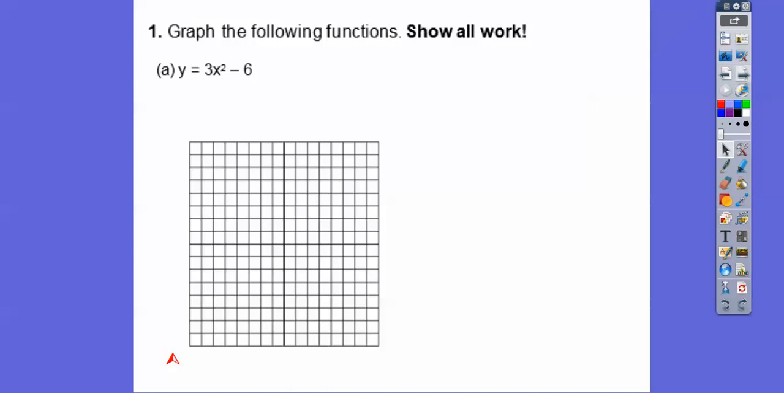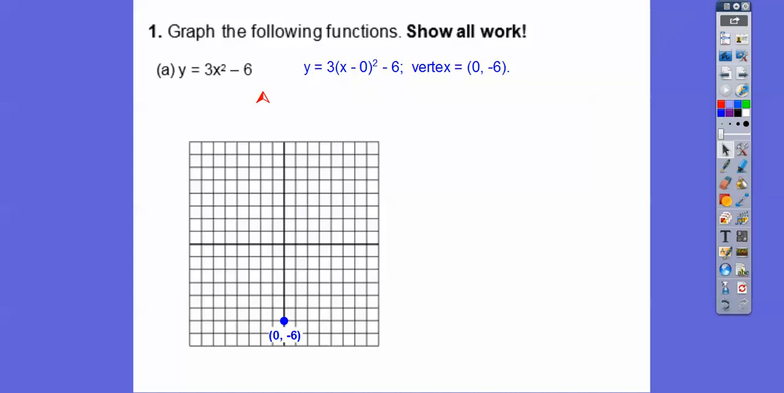So what I'm going to do is put this in vertex form right here. 3x squared is the same as 3 times (x minus 0) squared. Isn't that x squared right there? So that way I can see that the vertex is at (0, -6). So here it is down there. And this graph is going up because that's a positive 3.